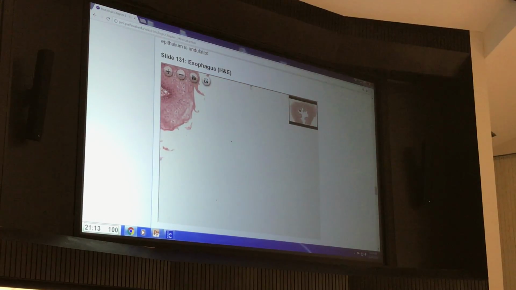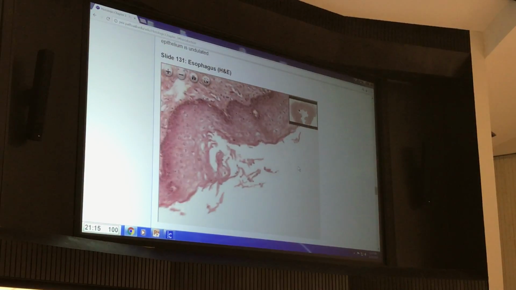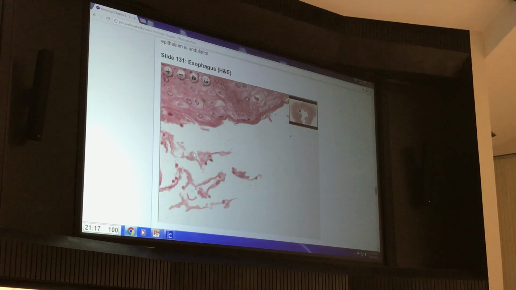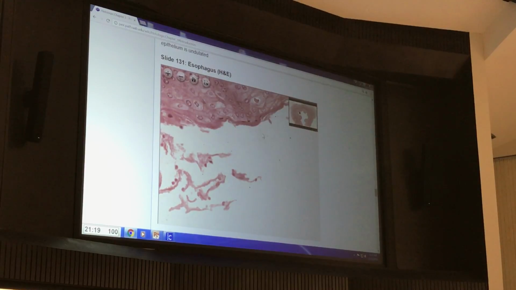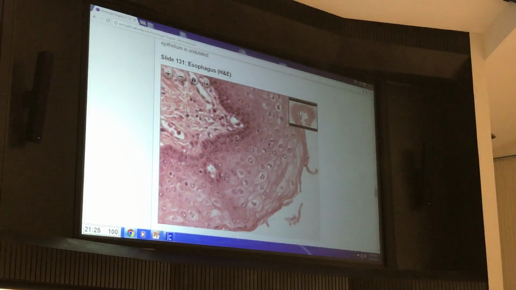So again, even though it looks like cells are falling off, all of these are intact cells. While we're here, let me show you something else.